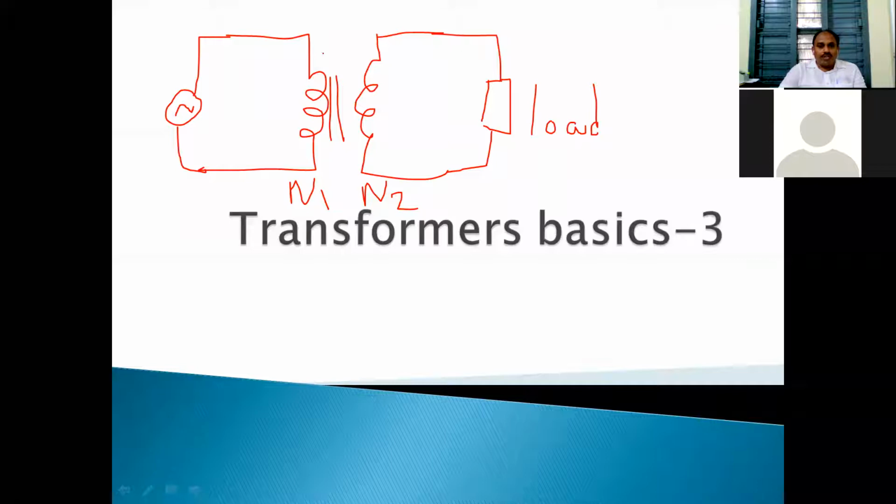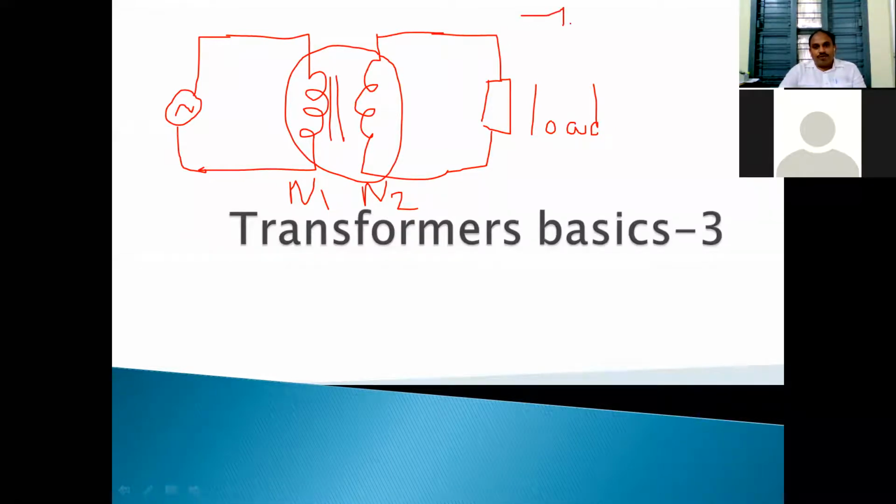This is the symbol of the transformer. We represent the transformer in this manner: primary winding, secondary winding, and two lines drawn vertically. The two lines represent the core. This is the electrical symbol of the transformer. If it is a step-up transformer, the secondary is represented with more turns.